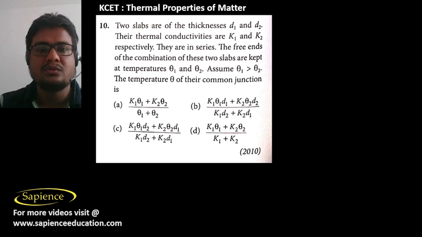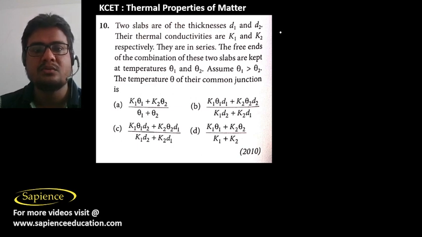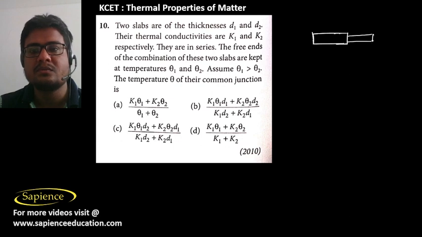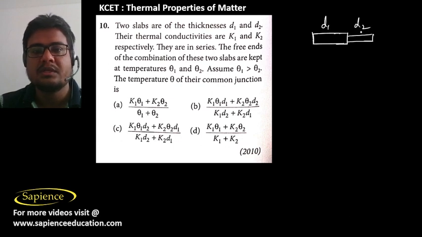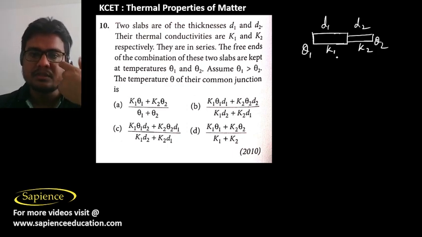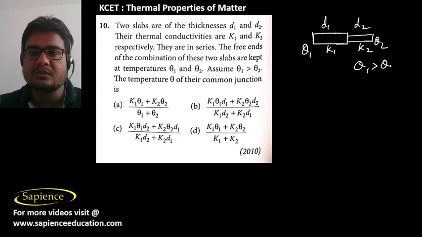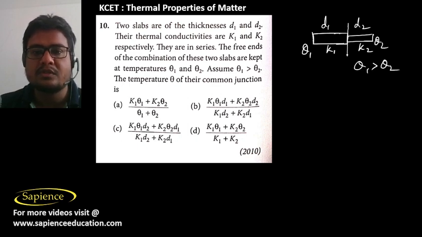Then it is written, two slabs are of thicknesses d1 and d2. Their thermal conductivities are k1 and k2. They are kept in series. The free ends of the combination of these two slabs are kept at temperatures theta 1 and theta 2. Assume that theta 1 is greater than theta 2. The temperature of their common junction, theta, will be how much?